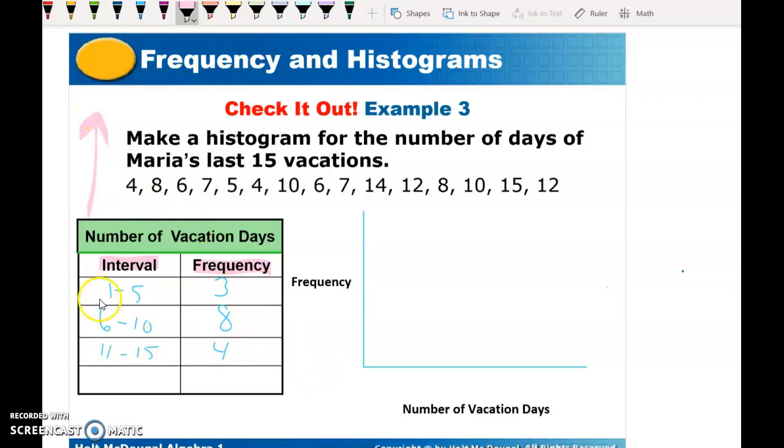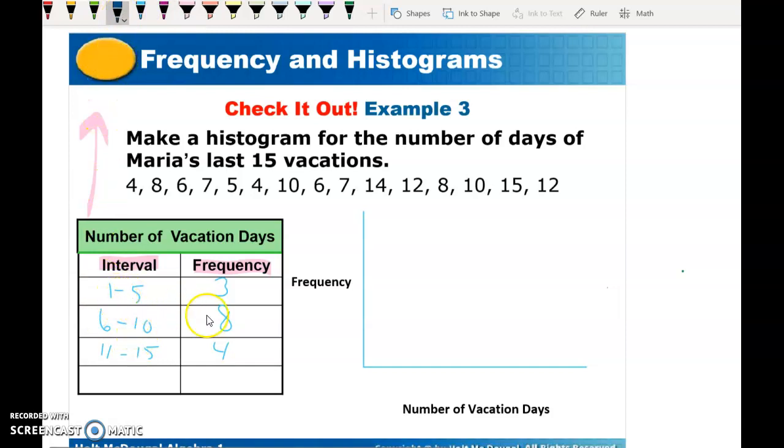All right, so we have the interval from 1 to 5, which has a frequency of 3, the interval from 6 to 10, which has a frequency of 8, and the interval from 11 to 15, which has a frequency of 4. So I went ahead and drew the graph with the x and the y axes, and I labeled the x-axis the number of vacation days and the frequency over here. So let's go ahead and put the intervals on the graph.